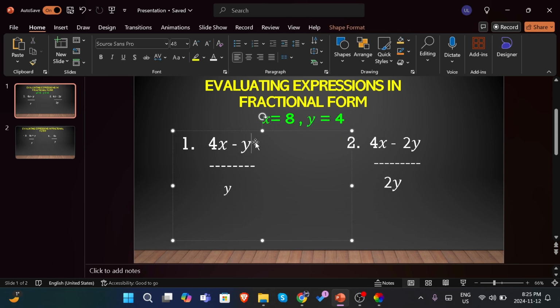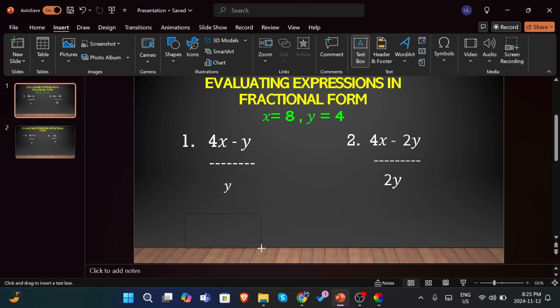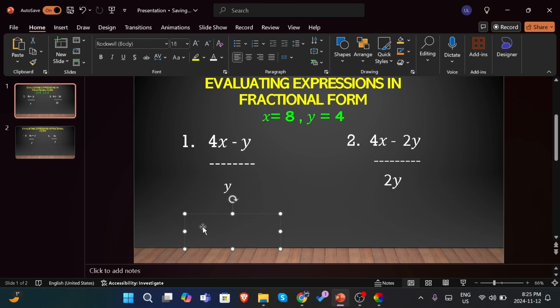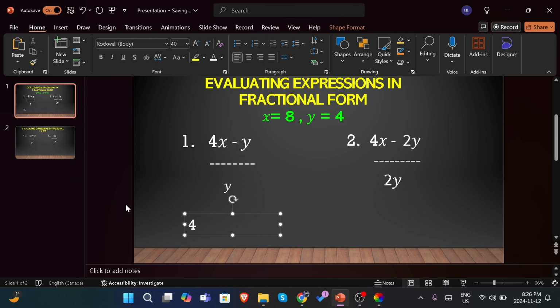So to solve 4x: whenever there's a number next to a variable, like 4x, it means to multiply, so 4 times 8, which is 32. So let's write it down. Let me insert the box, write 4, and change the size to 40. So 4x basically becomes 4 times 8, which is 32.